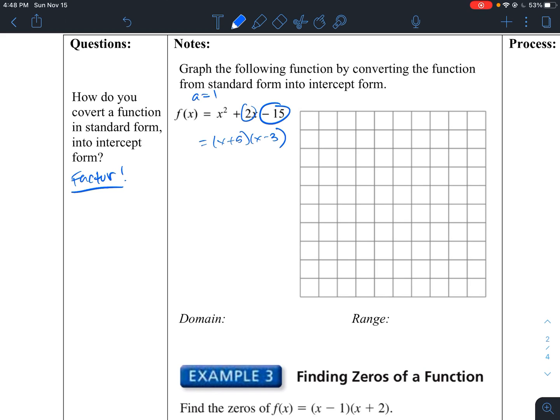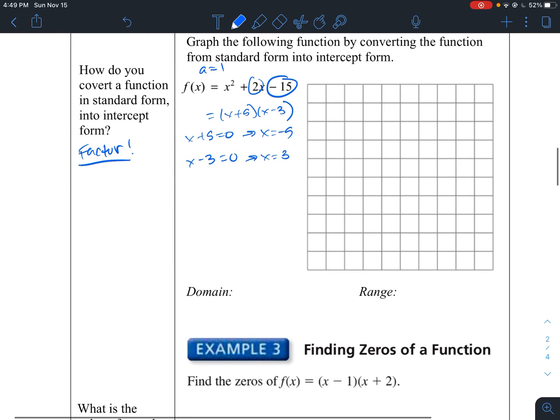So I know my p and my q values right here. These are the p and the q values, but the opposite of them. So we know x plus 5 equals 0, x minus 3 equals 0, so x would equal negative 5, x will equal positive 3. Okay, so let's go ahead and graph those. I'm going to graph it probably starting right here.